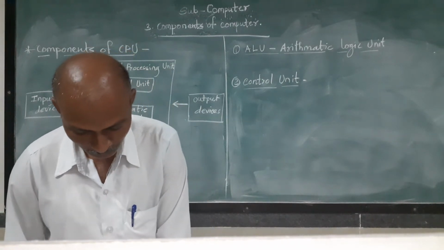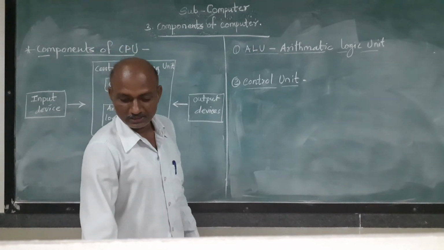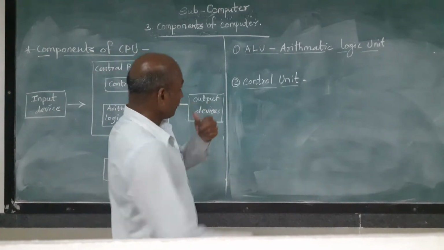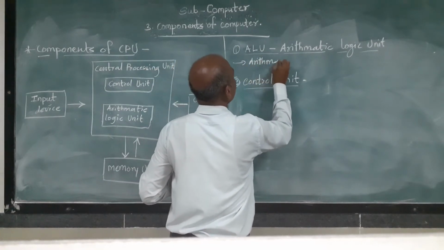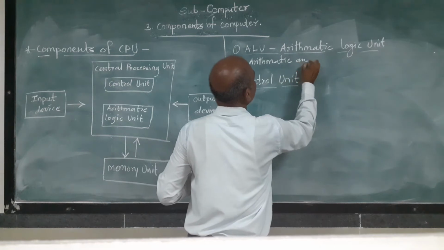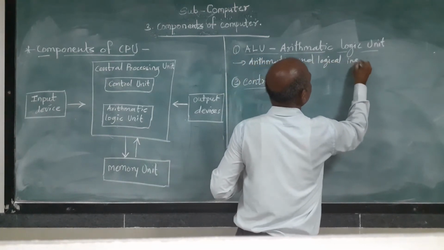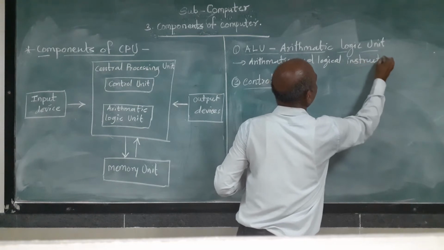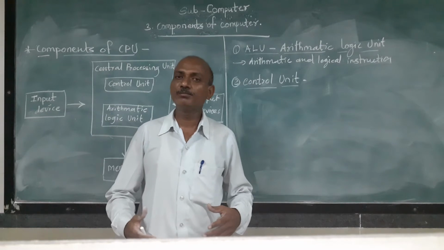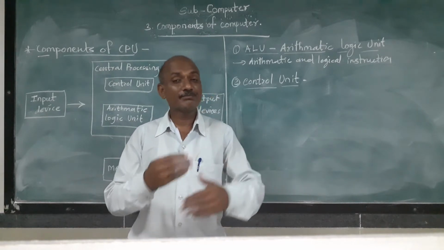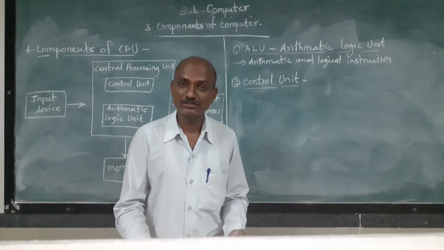This ALU unit of the CPU performs arithmetic and logical instructions. Arithmetic and logical instructions. Arithmetic instruction means what? Addition, subtraction, multiplication, division, all these are called arithmetic instructions.